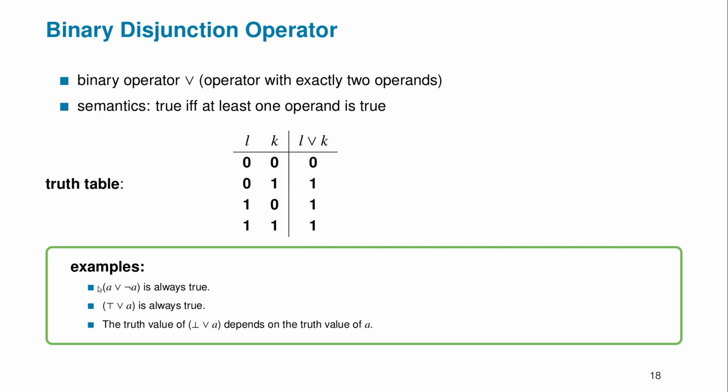So here we have some examples. A or not A is obviously always true, because either A is true or not A is true. Therefore, the disjunction of them is true. Top or A is always true. The truth value of bottom or A depends on the value of A. Yeah? Bottom cannot make this disjunction true, but if A is true, it is true. If A is false, then the disjunction is false.